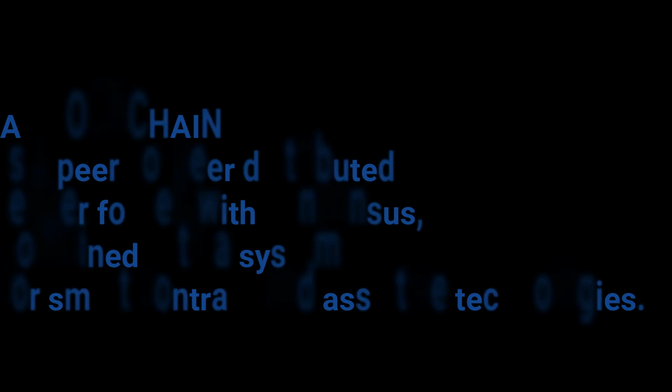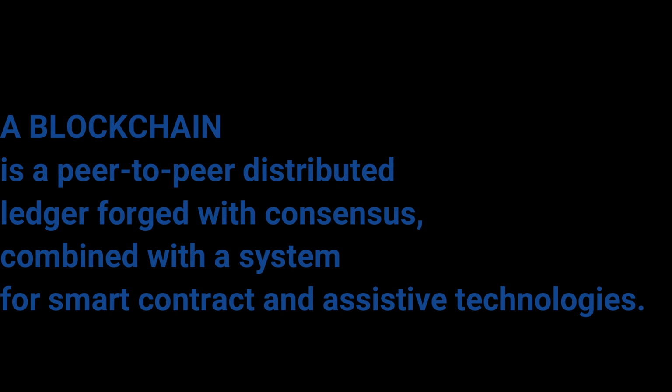Finally, we came to the end of that tutorial, and we are just giving a short description of blockchain. Later we will discuss the details of each and everything in the next tutorial. So what is blockchain? Blockchain is a peer-to-peer distributed ledger forged with consensus combined with a system for smart contracts and assistive technology.